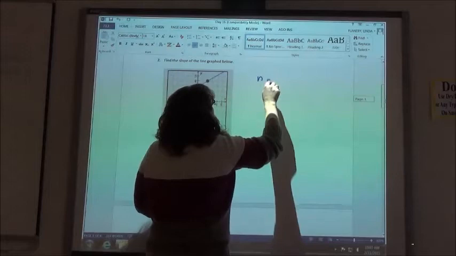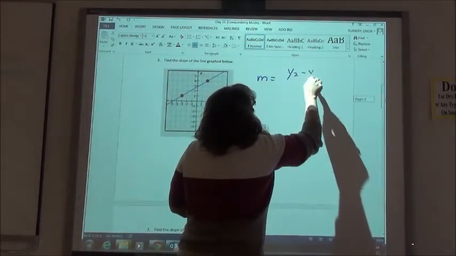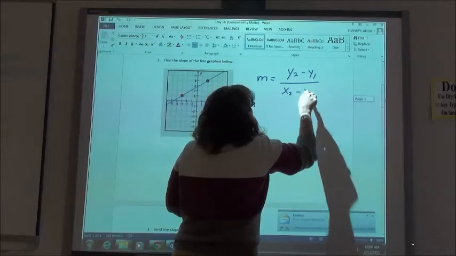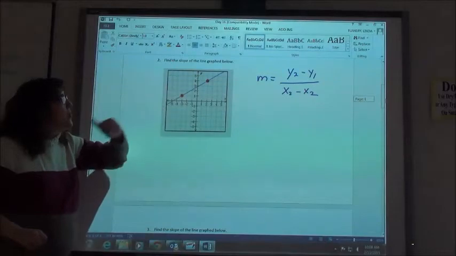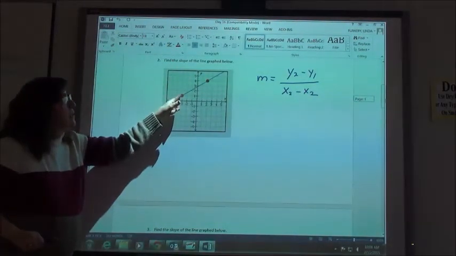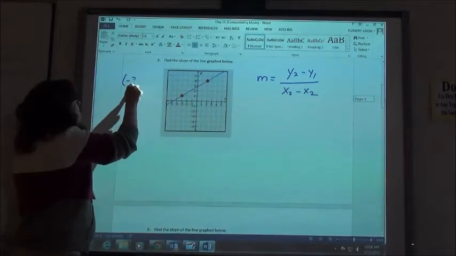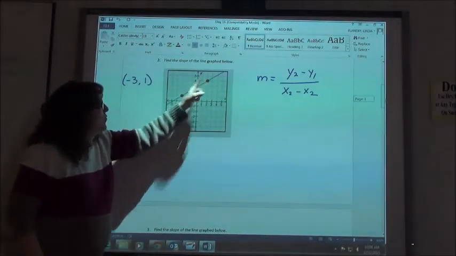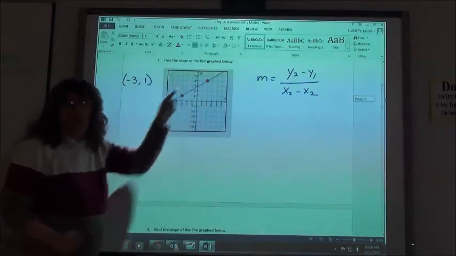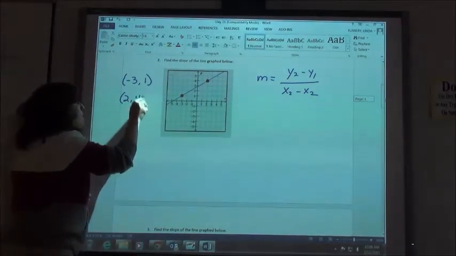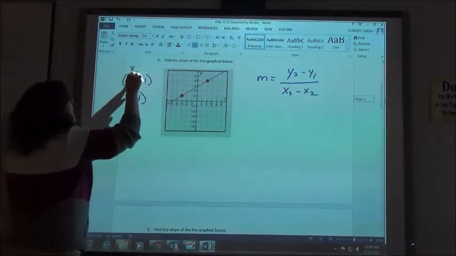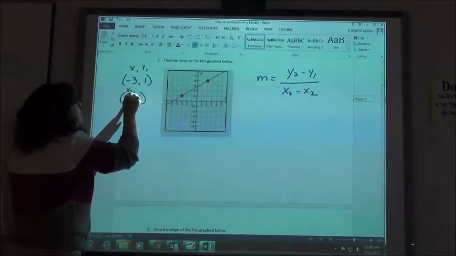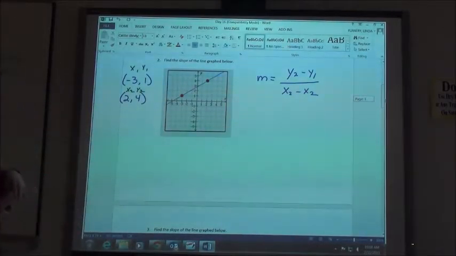So number 2 here, if I'm going to find the slope, the change in y over the change in x. So again, I'm going to look up the points here on the graph. This first point is at -3, +1. The point on the right is at positive 2, positive 4. So 2, 4. So this would be my x1 and my y1. This would be my x2 and my y2. So my y value from point 2 would be what number?